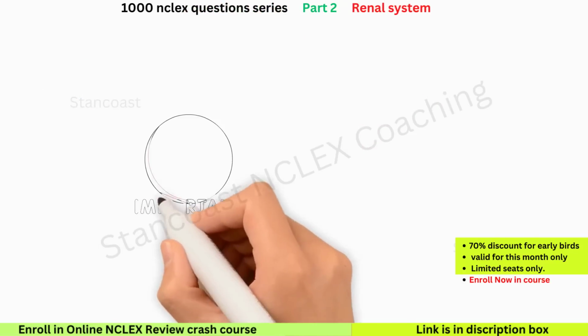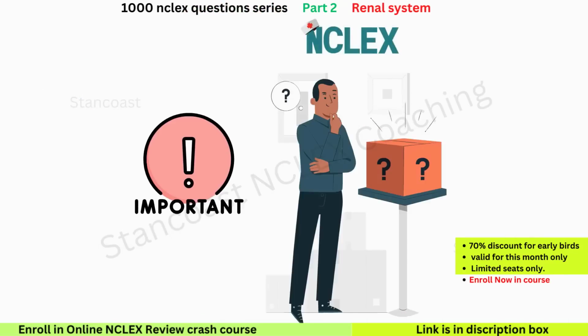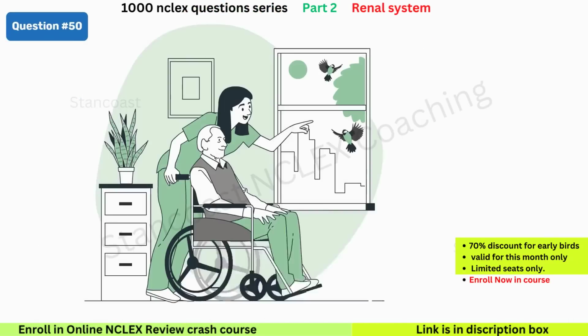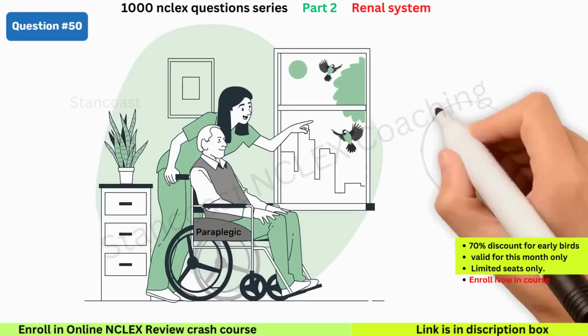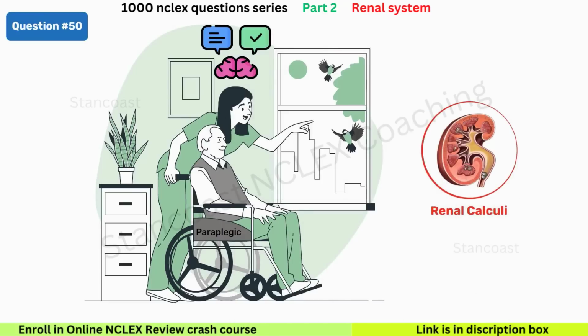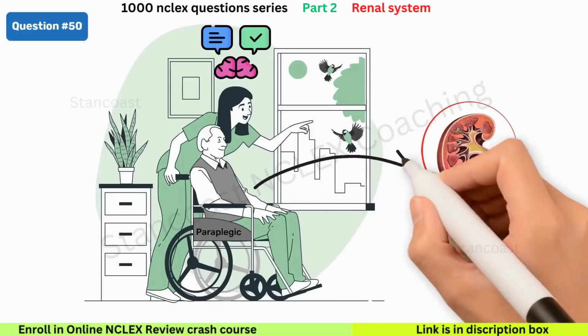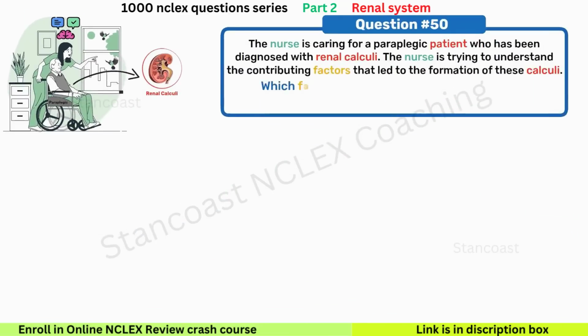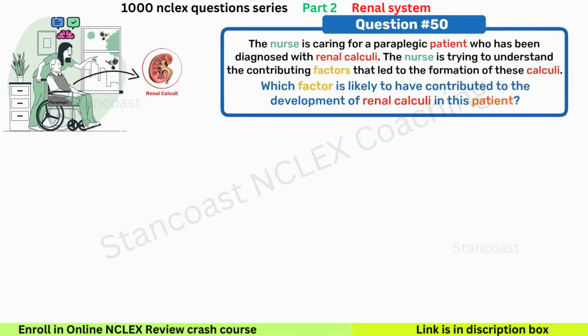Let's transition to the next vital NCLEX review question. A nurse is caring for a paraplegic patient who has been diagnosed with renal calculi. The nurse is trying to understand the contributing factors that led to the formation of these calculi. Which factor is likely to have contributed to the development of renal calculi in this patient?